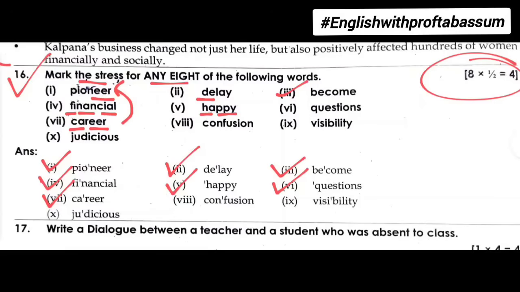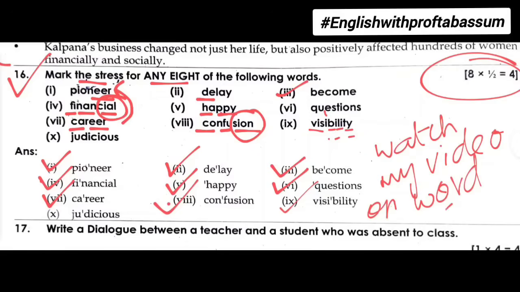Next word is confusion. It ends with ION. Same like IAL words and ION words, these mark stress on second last syllable from behind. So after the second last syllable you have to mark the stress. Then visibility, words that end with ITY mark stress on third last syllable from behind. So visibility. After visi, we need to mark the stress. Students, if you don't know word stress rules, then watch my video on word stress.